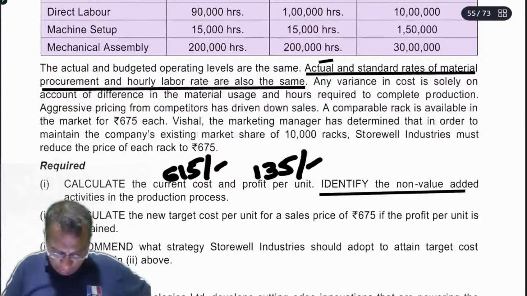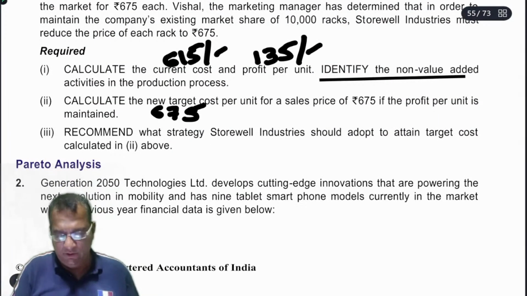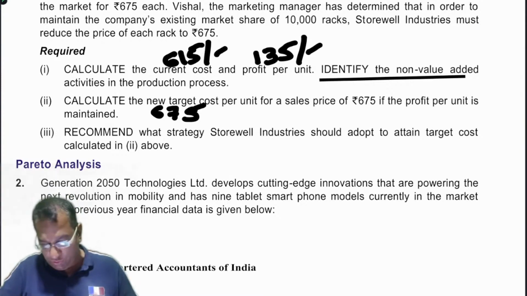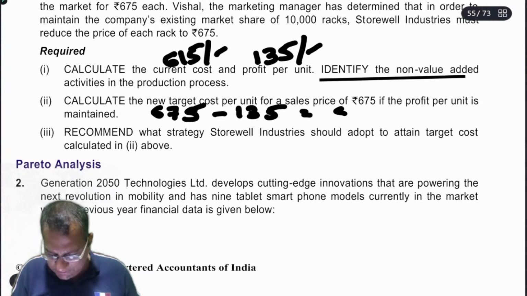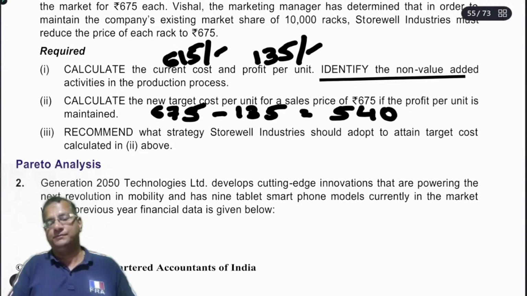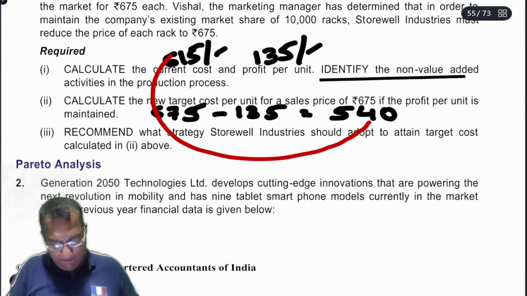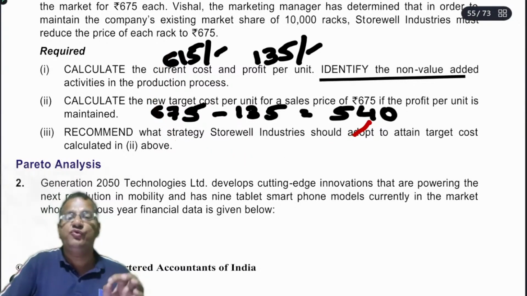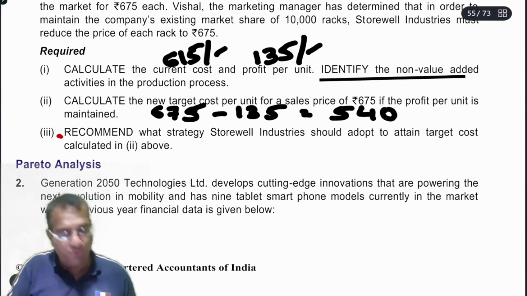Okay, let's go. Now new target cost. The formula for target cost will always be the same. What will be the target sale price? 675. The question clearly says they want to earn the same profit, that is 135. So our target cost will be 540 rupees. What will be the cost reduction target? 615 minus 540, 75 rupees will be our cost reduction target. In other words, we can say the target cost gap is 75 rupees.